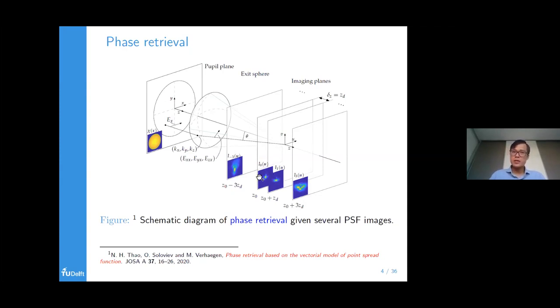Because a single image is not sufficient for phase retrieval, usually several images are required for this problem. And the relationship between the light in the pupil plane and the light in the focal plane determines the image formulation. And we will discuss this in the next section.